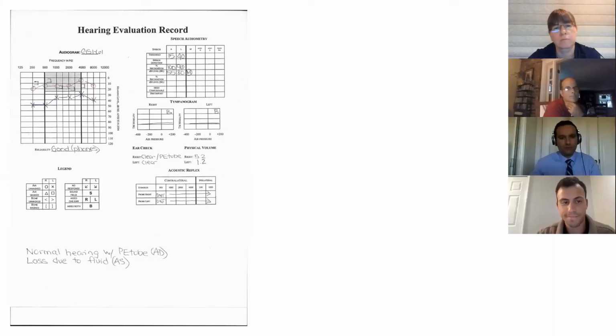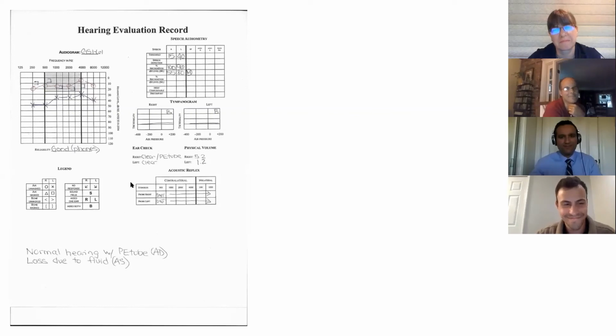But what's on the left? Look, we have a conductive hearing loss and we have a normal canal volume. So one of the problems could be what? What could be causing this air-bone gap? Like an effusion. Yes, excellent.